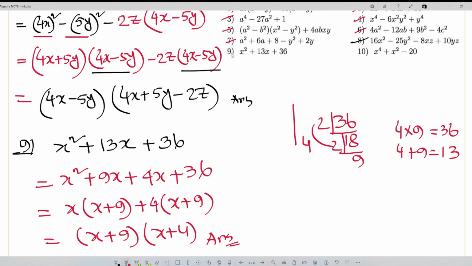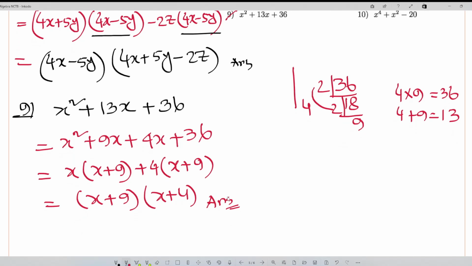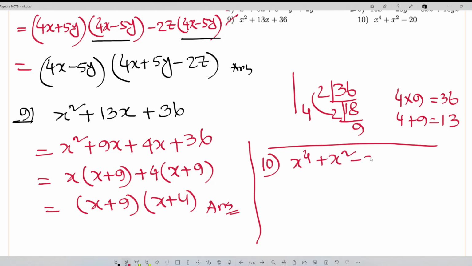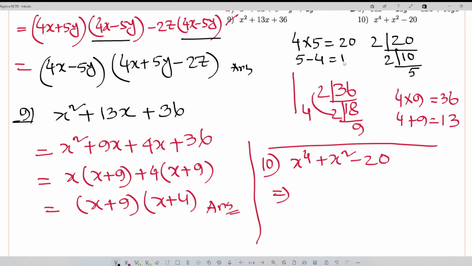So number 9 done. And today's final math, number 10. Here is x⁴ + x² − 20. This 20 also we can make middle term factor. 20 we can divide by 10, and 10 divided by 2 is 5. So look, 4 times 5 equals 20, and 5 minus 4 equals 1.